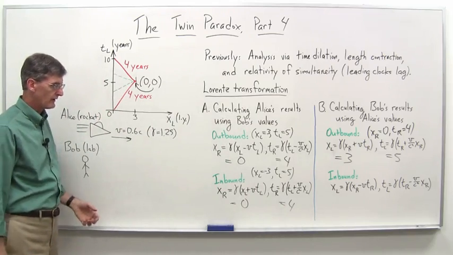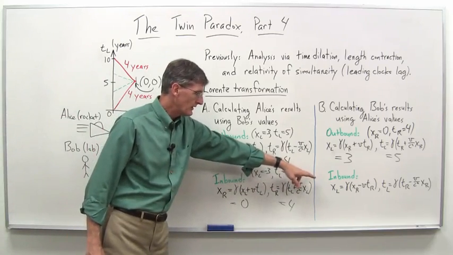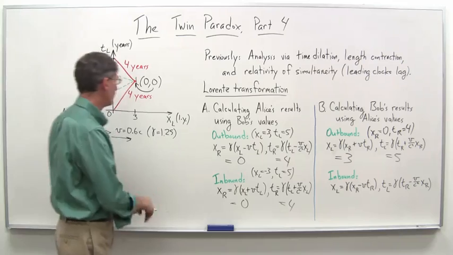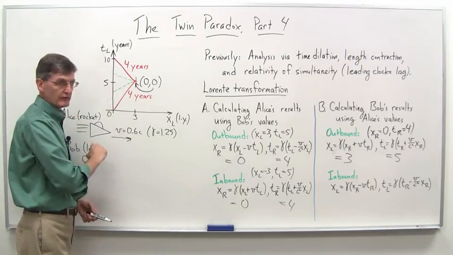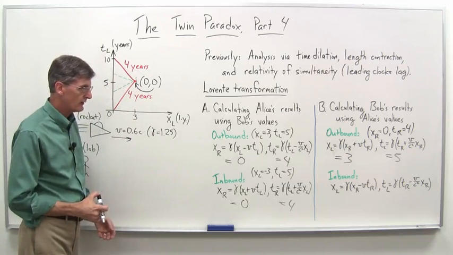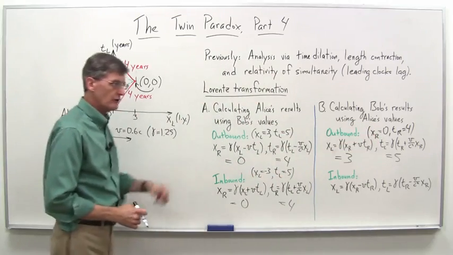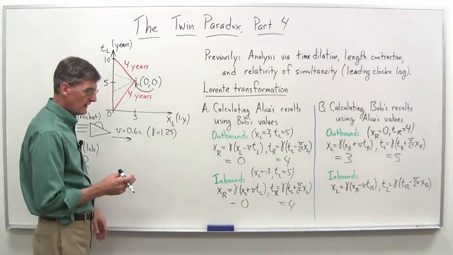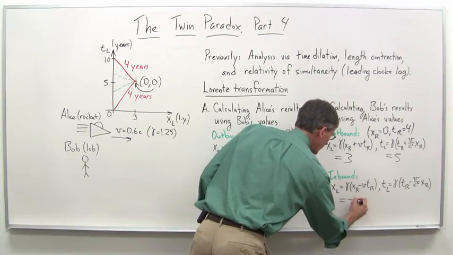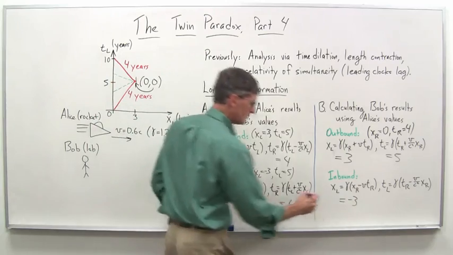So 8 years there. And same thing for the inbound trip over here, although in this case we just use xR equals 0 and tR equals 4. We've redefined the origin to be 0. Again, on the rocket ship Alice is just at 0. She hasn't moved as far as she's concerned. And tR equals 4. You plug those in, and notice what happens for this one. You get xL equals negative 3, and tL equals 5 again.